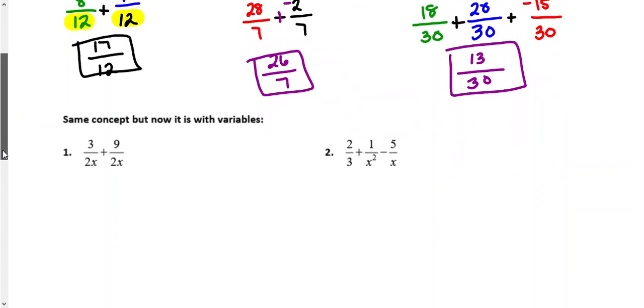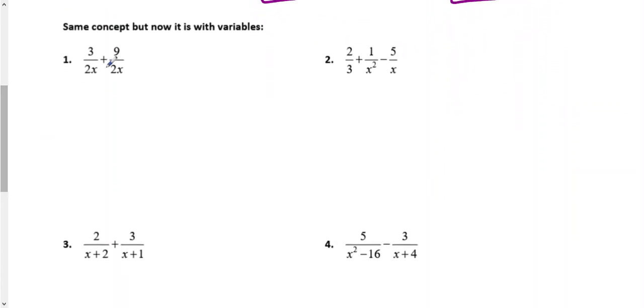So now we're going to do the same concept, but this time we have variables. So you need a common denominator before you can do anything. So looking at number 1, I have 3 over 2x plus 9 over 2x. Well, there I have a common denominator. So I can just add 3 plus 9 and get 12 over 2x.